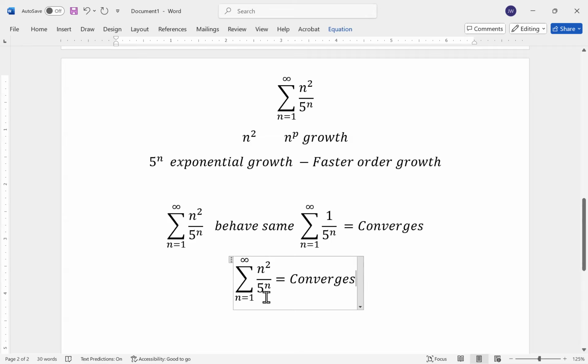Faster order of growth is in the denominator. So it's going to behave like 1 over 5 to the n. Again, these terms are going to go to 0 very quickly, and therefore my series is going to converge.